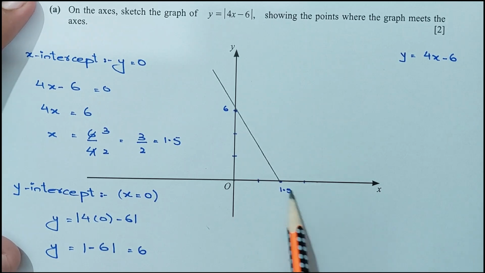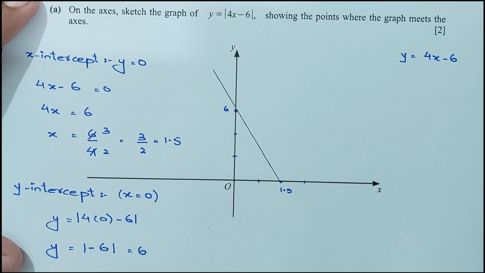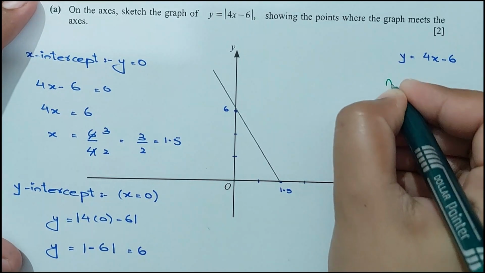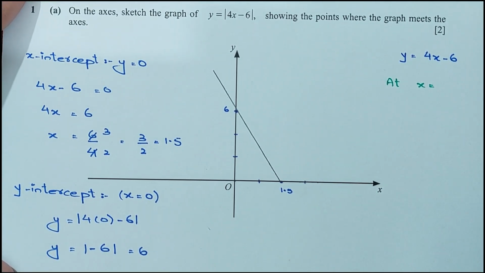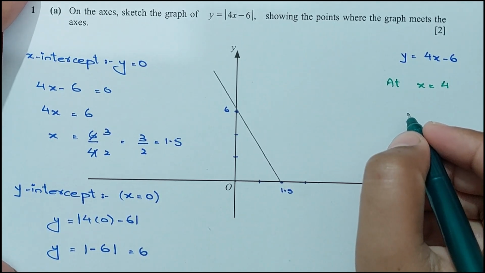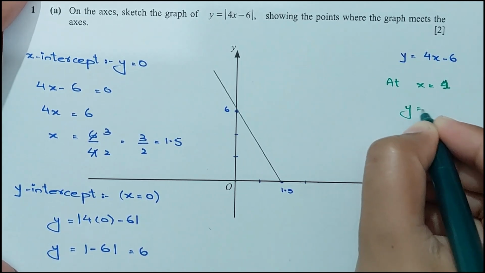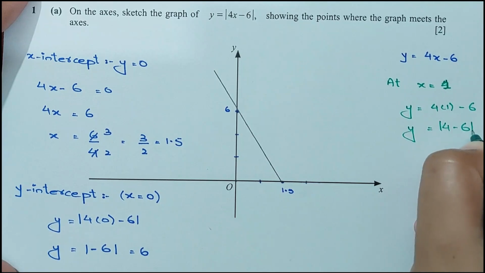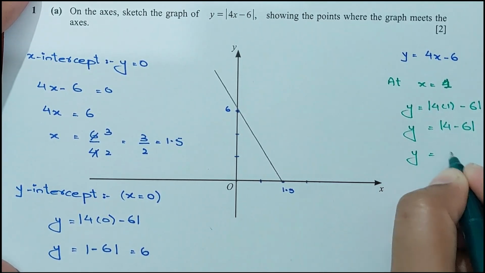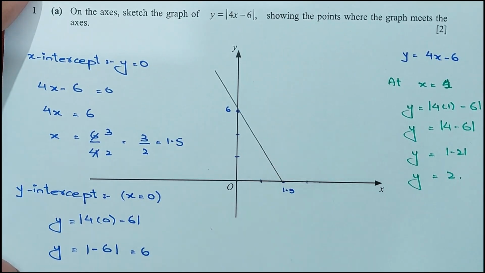For the other side, let's take any x value and find out the corresponding y value. You can take 2, 4, 6, 8, any value, this is your choice. Let's say x is 1, the easiest one. So y equals the absolute of 4 into 1 minus 6, so y equals the absolute of 4 minus 6, which is the absolute of negative 2. So y equals 2. So when x is 1, the y value is 2.